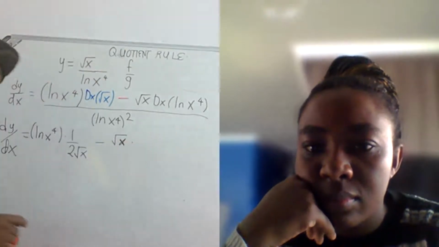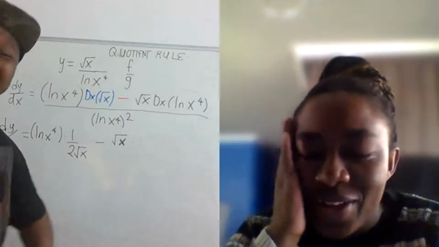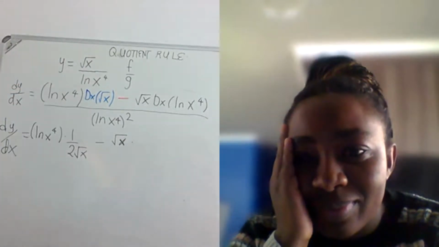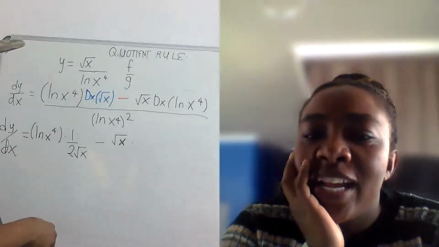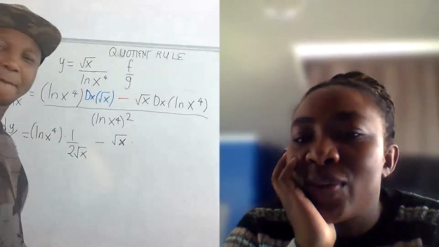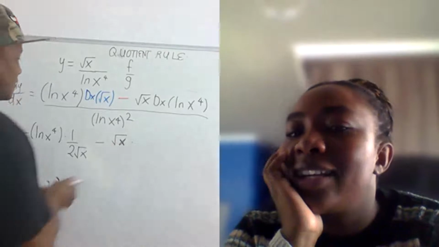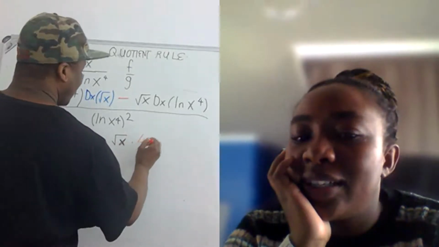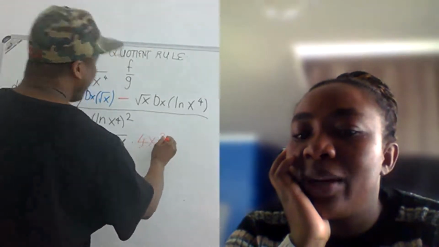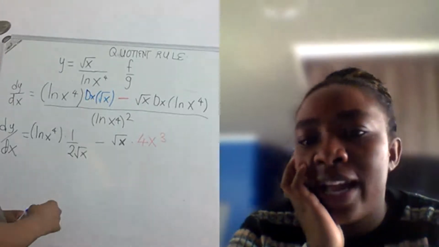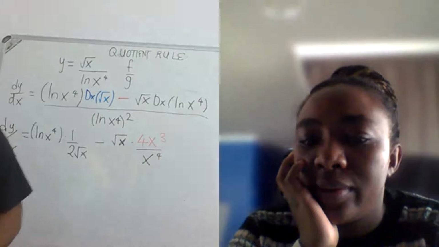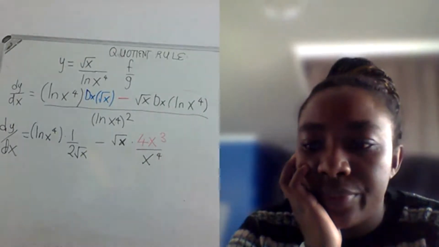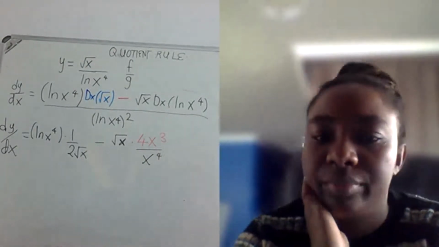Now let's go for that one. I want to see if Nosimilo remembers that. Talk to me now. What are we going to get there? Okay, when you differentiate ln x to the power 4, it's going to be 4 ln x cubed over x to the power 4. Over x power 4. I'm sorry, let me just switch off something. This other phone here is making noise. I'm sorry about that.